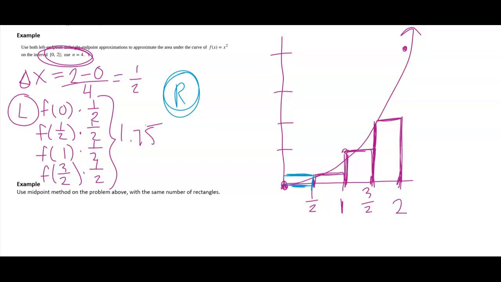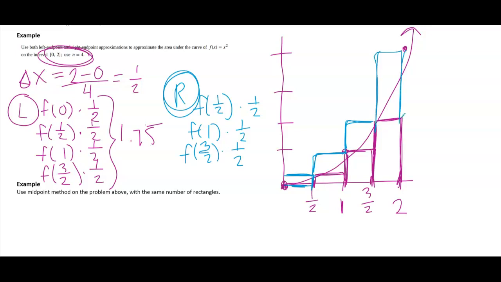So right here, I'm going to use that right endpoint in the subinterval. So this is going to be f of 1/2 times 1/2. My right endpoint of my next subinterval would be 1, so I'm going to use f of 1 times 1/2. I'm going to use f of 3/2 times 1/2. And then this one I need to use f of 2.